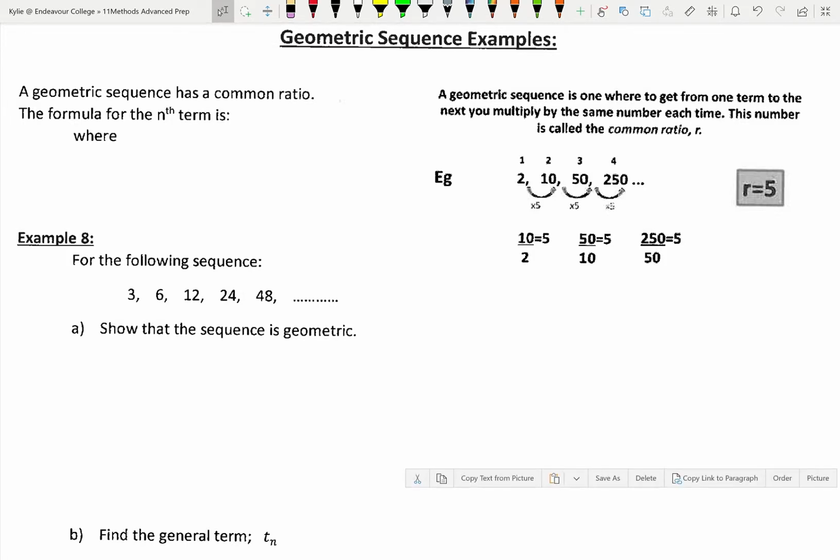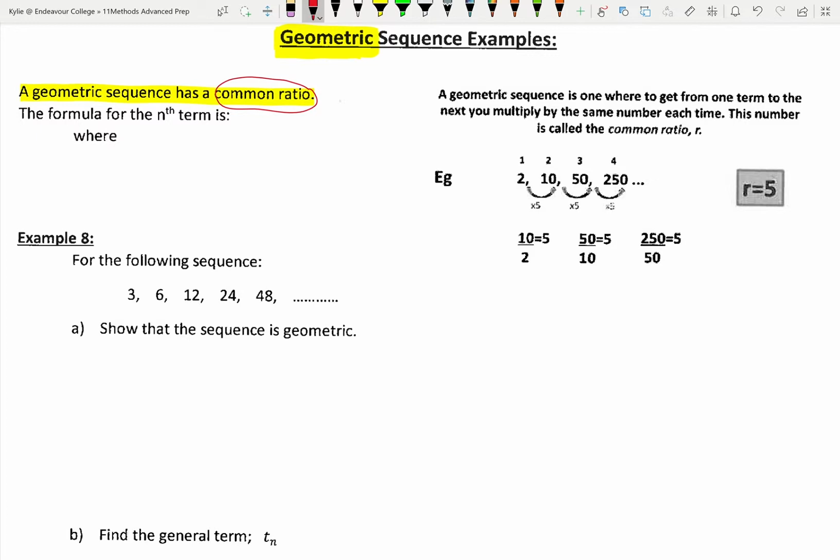So far we've been looking at arithmetic sequences, and one of the key features, or in fact the key feature of an arithmetic sequence, is that consecutive terms have a common difference. We can work out what that common difference is by subtracting consecutive terms from each other. We're moving on to the other type of sequence, which is known as a geometric sequence. A geometric sequence has a common ratio. So to get from one term to the next term, we don't add or subtract anything, we actually multiply by something, and hence the term common ratio.